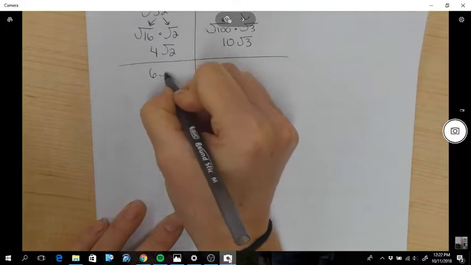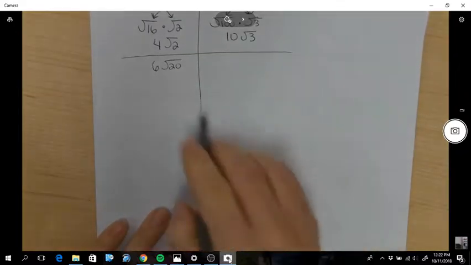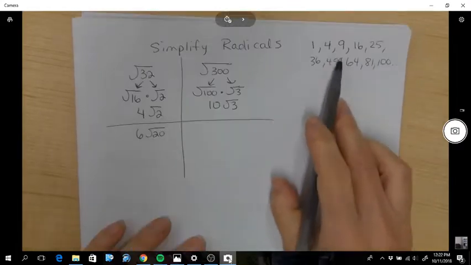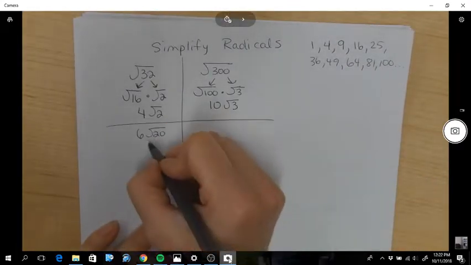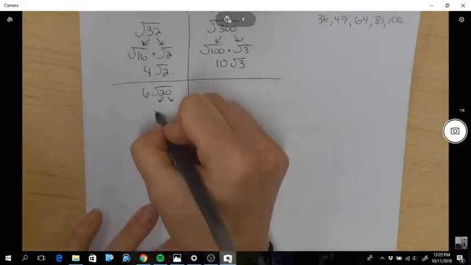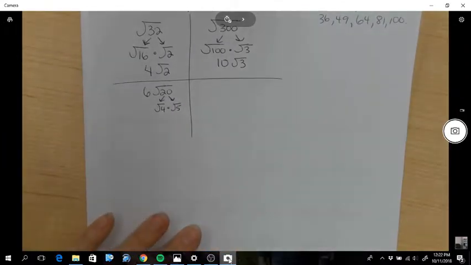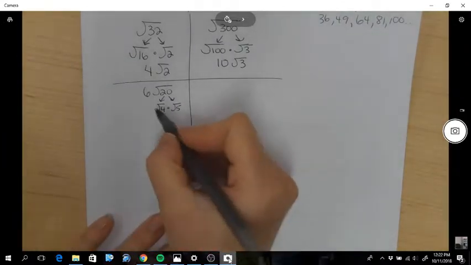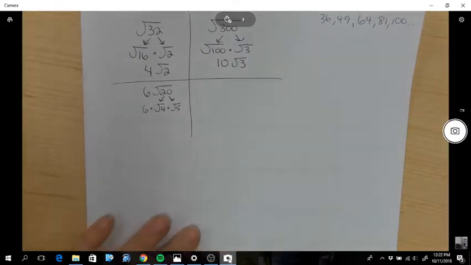You have 6 root 20. Okay, so 20, what can I divide it by? The largest one is 4. So I'm going to break this down. So I'm going to go root 4 times root 5, because that's the same as root 20. What about the 6? It can't be forgotten about, so it is multiplied at the front still.